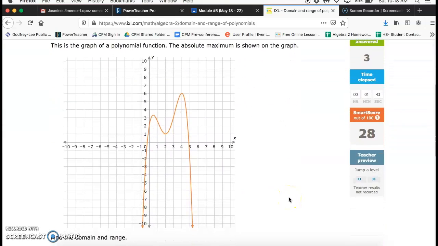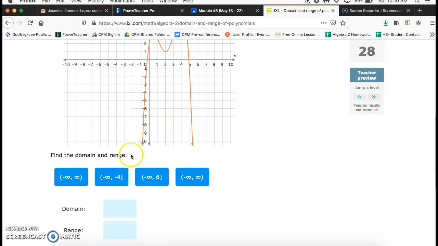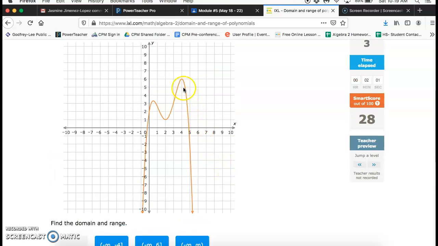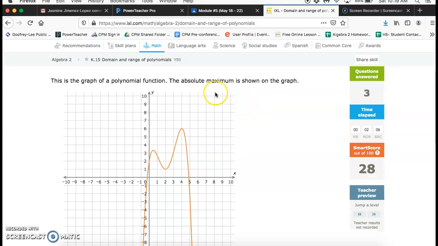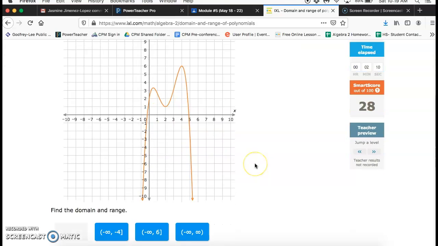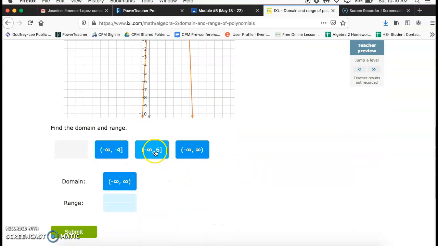Okay. This one has a relative minimum and a relative maximum, but I need this global maximum here when I do domain and range. So domain is still left and right forever, and it went up to a highest of 6 there. Now it indicates that the absolute maximum is shown on the graph, so there's no other place where it comes back up higher than that. So 6 is the highest.